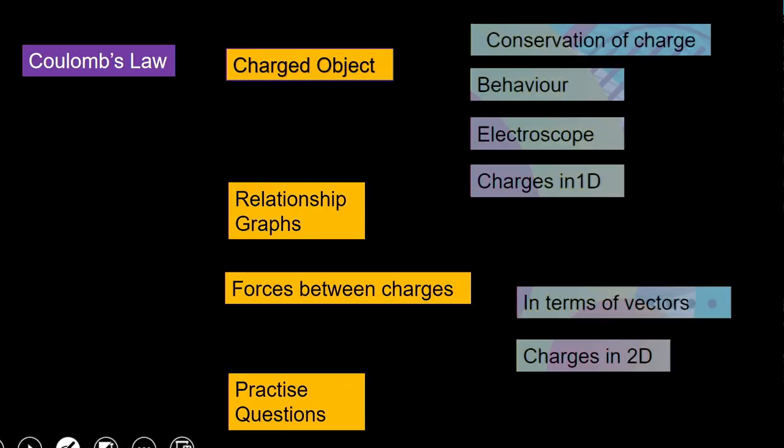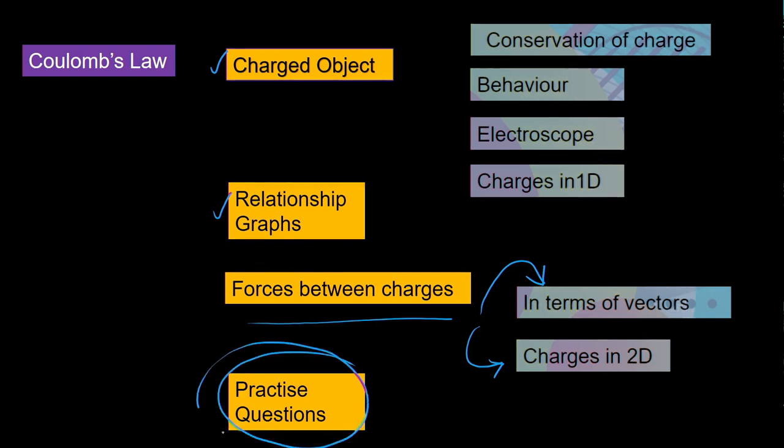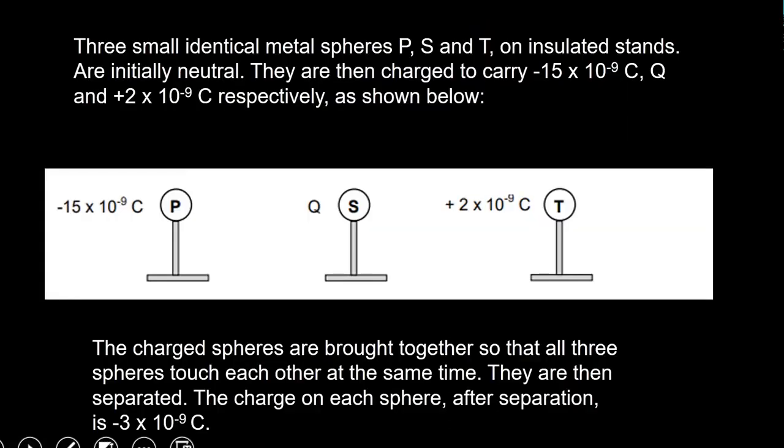If you look at my board, you'll see we have already discussed a charged object and relationships, and that was Coulomb's law that we did in the big ideas lesson. Today we're going to have a look at the forces between the charges in terms of vectors, because it is a vector, and how we are going to be asked in terms of 2D problems, two-dimensional problems. So we're just going to practice today. That's all we're going to do. We're going to practice. So let's get on to our first one.